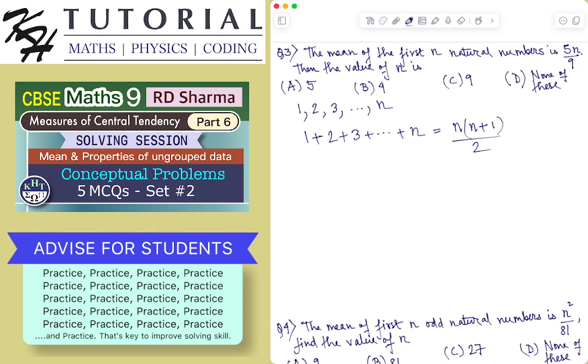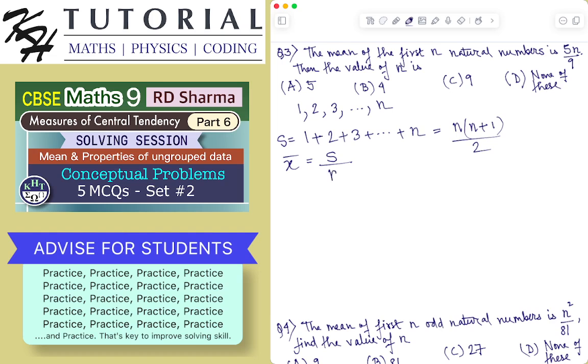Now it is given that the mean of the first n natural numbers. So if I consider the sum of first n natural numbers to be s, which we know is n into n plus 1 by 2. Now what will be the mean? The mean will be the sum divided by the total number of observations, which is obviously n, because we are adding the observations are first n natural numbers.